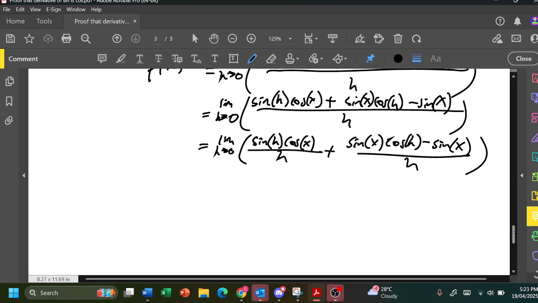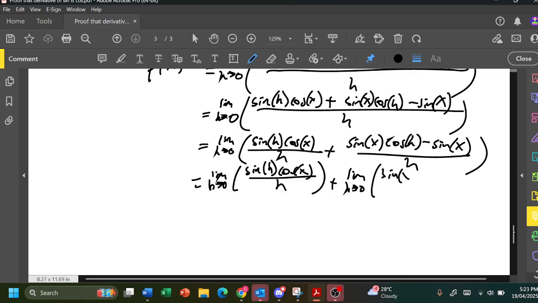Similarly with limits, given that we know we're interested in the limit as h goes to 0, we can just split this sum and write it as the limit as h goes to 0 of sine of h times cosine of x divided by h plus the limit as h goes to 0 of sine of x cosine of h minus sine of x over h. Okay. And finally, we're going to see if we can simplify these guys down.